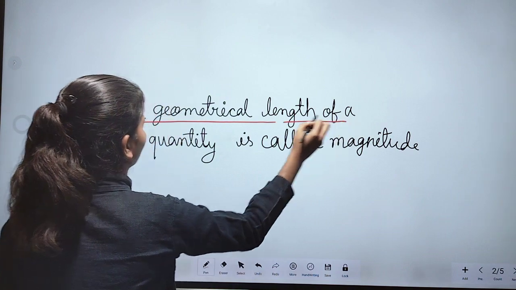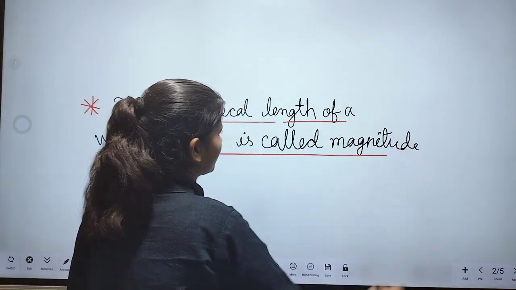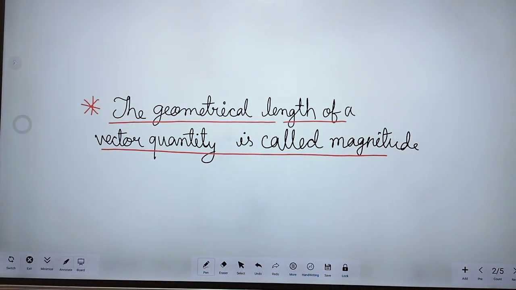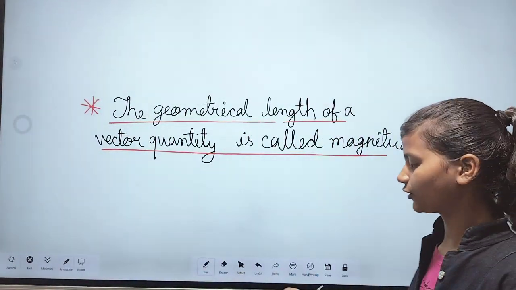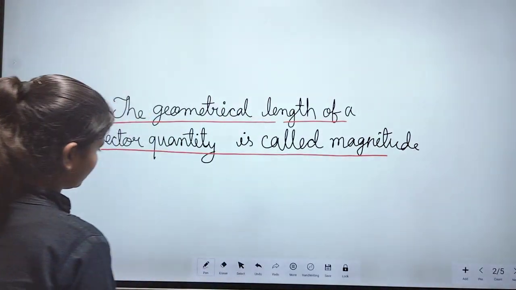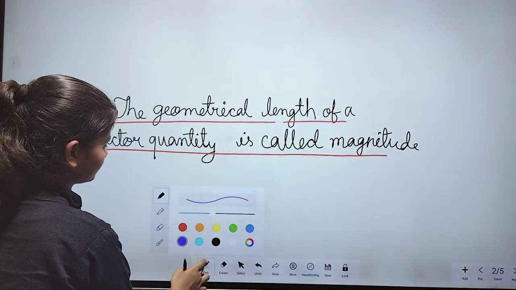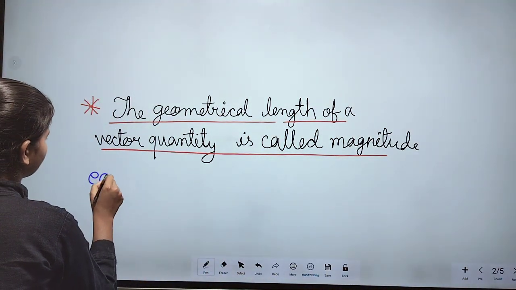The geometrical length of a vector quantity is called magnitude. The geometrical length of a vector quantity is called what? Magnitude. Or you can also say value or modulus of a vector. Let's see an example.